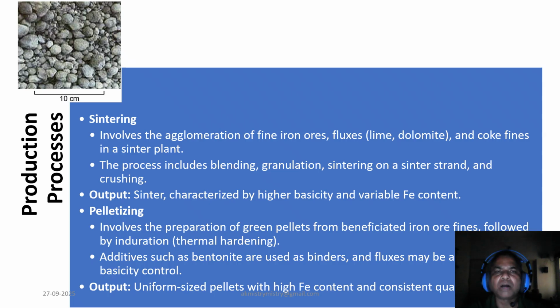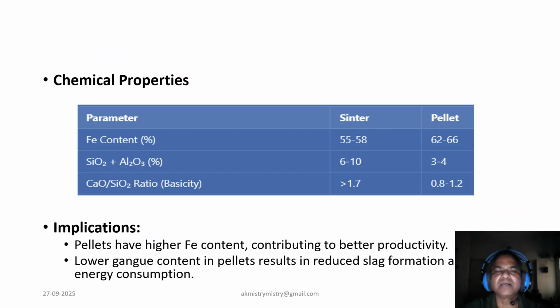Now, coming to our next slide, let's look at the implications of these properties. From a chemical standpoint, the higher iron content in the pellet boosts productivity, while their lower gangue content reduces slag formation and energy consumption. From a physical standpoint, uniform size and superior strength of pellets are key advantages. These enhance the permeability of the material in the furnace, which allows for better gas flow, and also reduces the creation of fine particles during handling and charging.